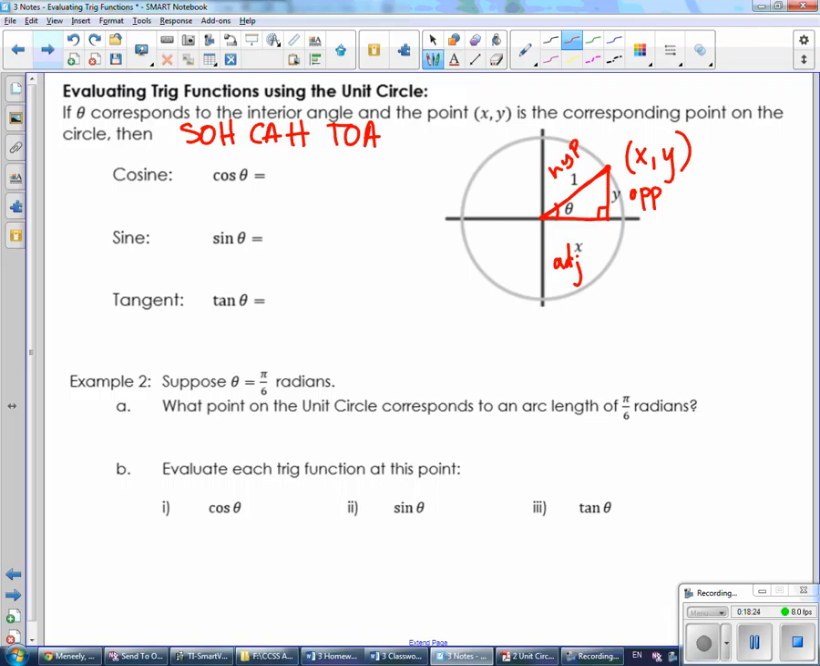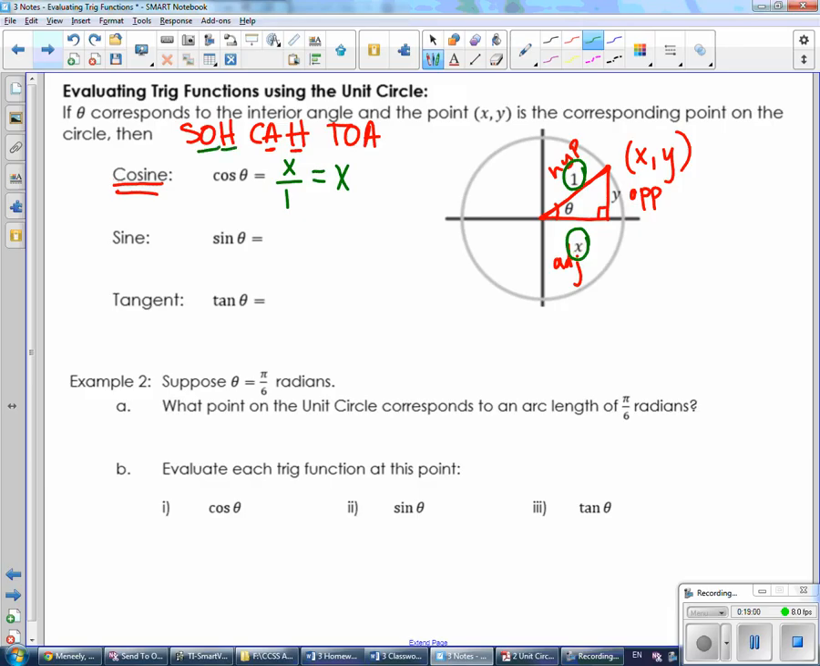Okay, so the first one, I switched the order. So we're going to start with cosine this time. We said that cosine is equal to the adjacent over the hypotenuse. Well, now let's use the values from our unit circle. So if I think about the side that is adjacent to theta, that's x. And my hypotenuse is 1. So x over 1, if we reduce that fraction, just becomes x. So it turns out that the cosine, when I'm dealing with a unit circle, is just referring to the x value.